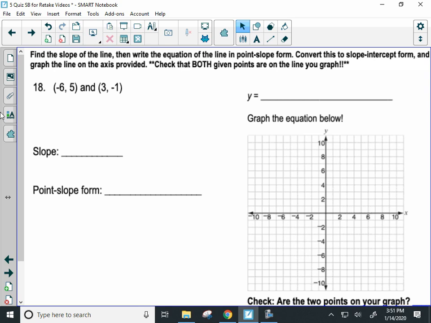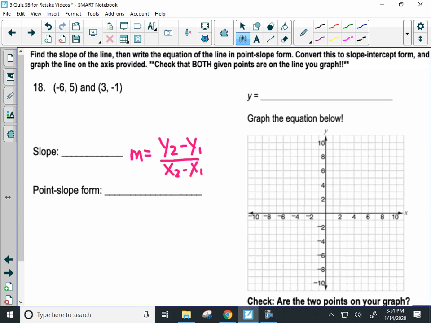So I have two ordered pairs, (-6, 5) and (3, -1). When I'm calculating the slope, which I have the slope formula on the board for your quiz, you need to identify first the x and y values of each ordered pair. We always do that. Now, do not do stack and subtract. I know a couple of you do. Don't do it. If you don't know what it is, don't worry, but don't do stack and subtract. You'll get the problem wrong.